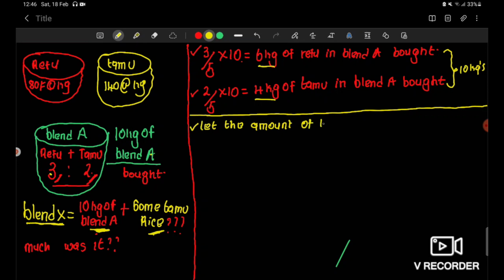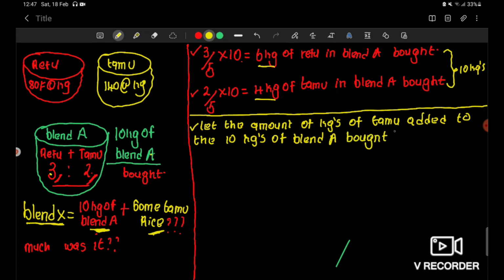of kgs of tamu added to the 10 kgs of blend A bought, let it be y. So the number of kgs of tamu rice that was added to blend A to create blend X, let it be y. So how will this help us? Remember, refu was not affected.